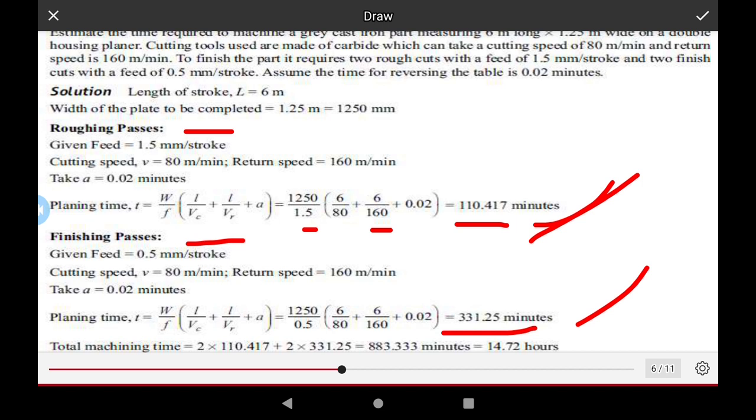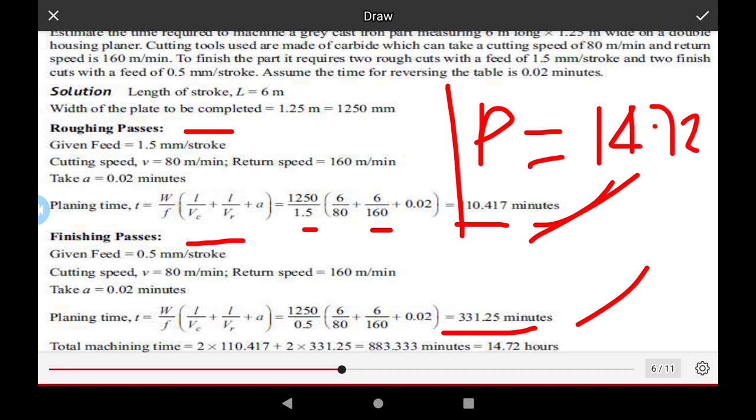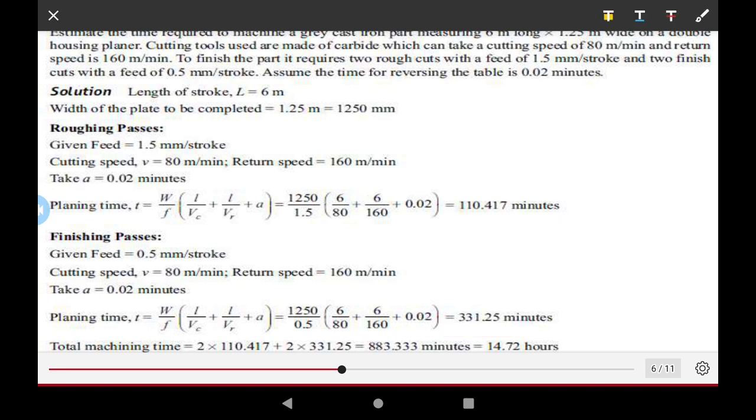Okay, to convert to hours, divide by 60, and all the value for the total planning time of the machines is 14.72 hours. Okay, all the value is in hours. The machines perform production and manufacturing operations.